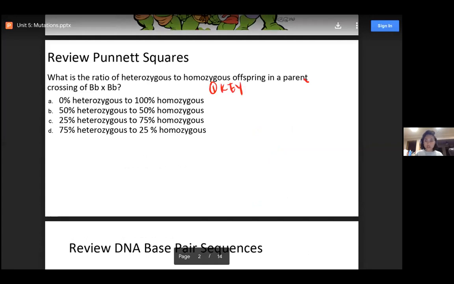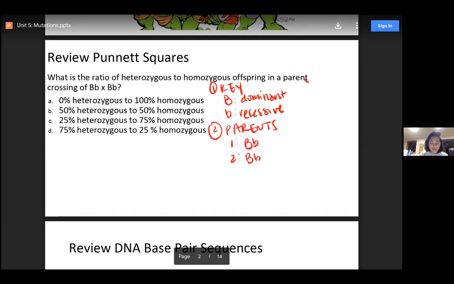Okay, key. There's a big B and there's a little b. It doesn't even matter what the phenotype is because they're not asking us about phenotype at this point. But I know that big capital letters mean dominant and little letters mean recessive. So great. And here are our parents. We have parent 1, which is big B, little b, and parent 2, which is big B and little b.